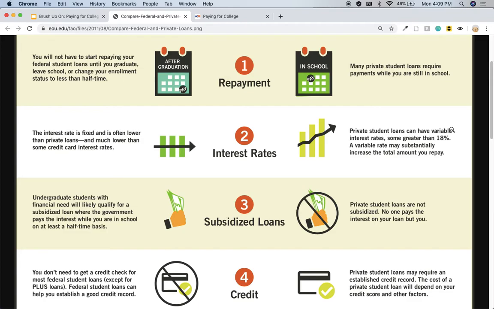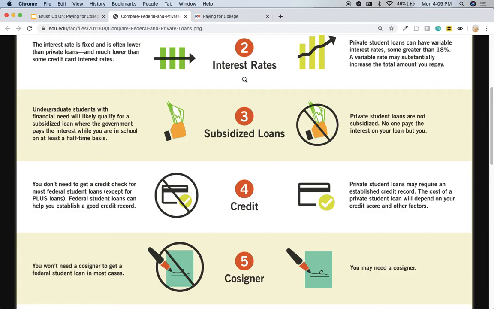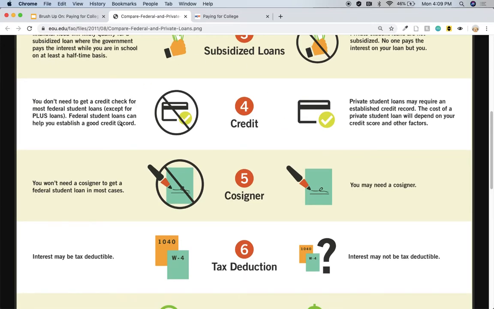The other major thing is that a lot of times with federal student loans, you can get subsidized loans, where the interest that accrues on that loan will be subsidized by the government, and I'll be talking a little bit about that. Private student loans don't usually have this. With federal student loans, you don't need to get a credit check, whereas private student loans may require a credit check. Same with a cosigner.